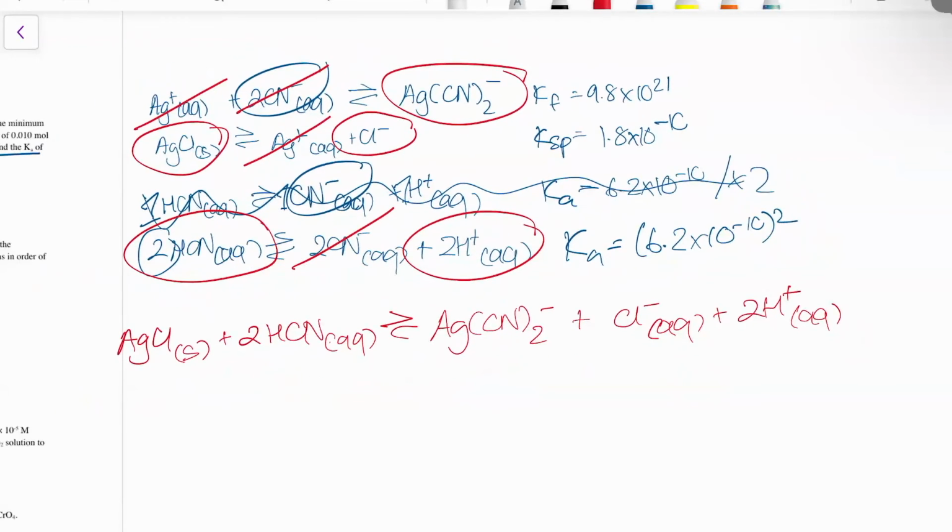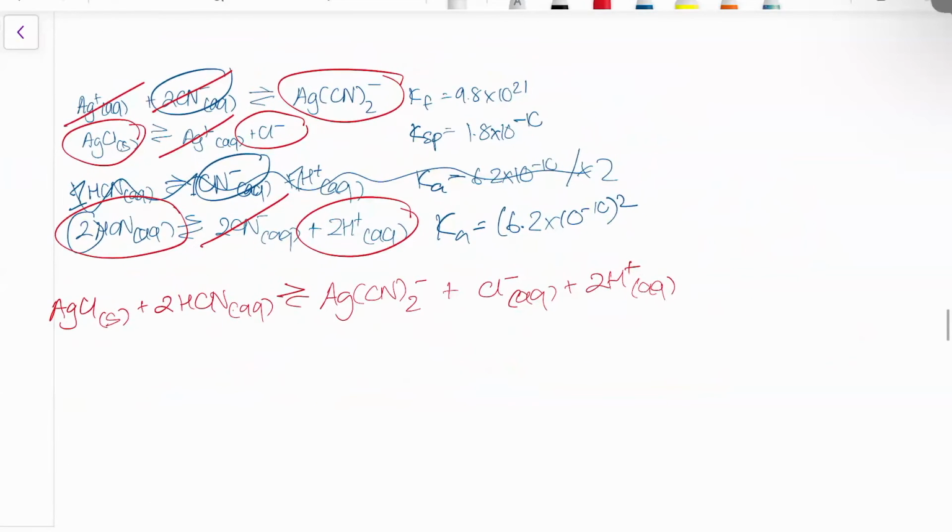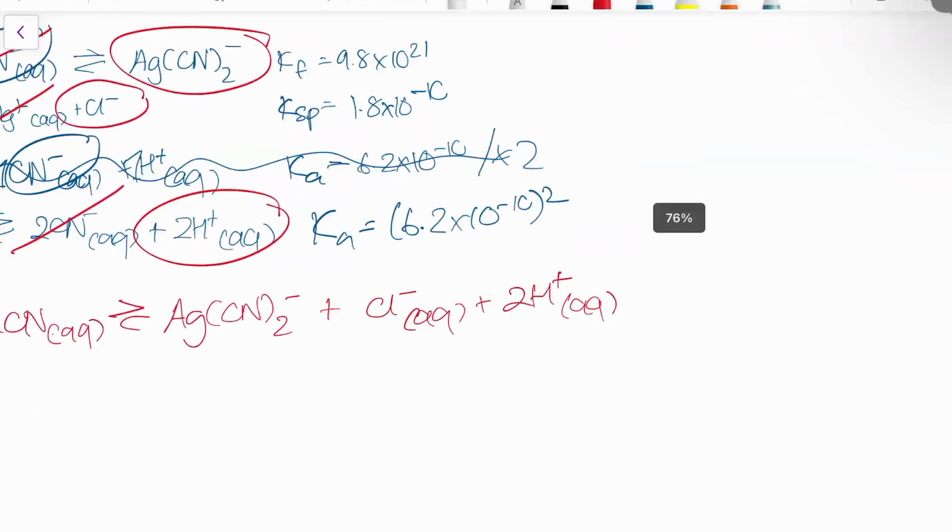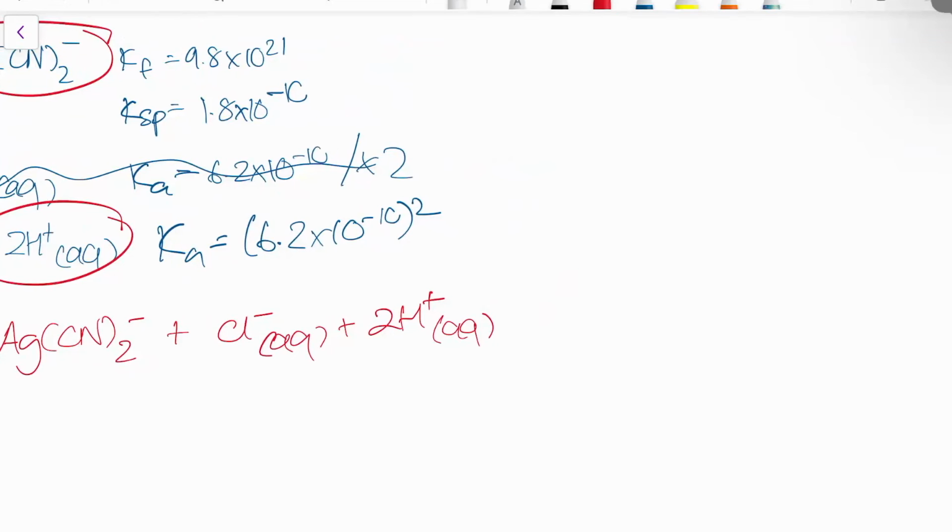Can I get a thumbs up, guys? Does that make sense to you? When I add my equations together, the equilibrium constants multiply because all the products end up at the top and all the reactants end up down the bottom. So if you're extra confused, please write out the equilibrium expressions for each of them, Kf, Ksp, Ka. But that's the more simplified explanation.